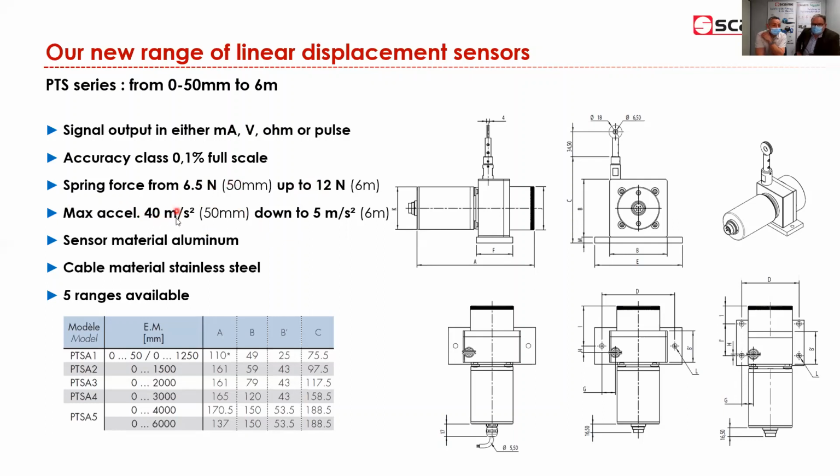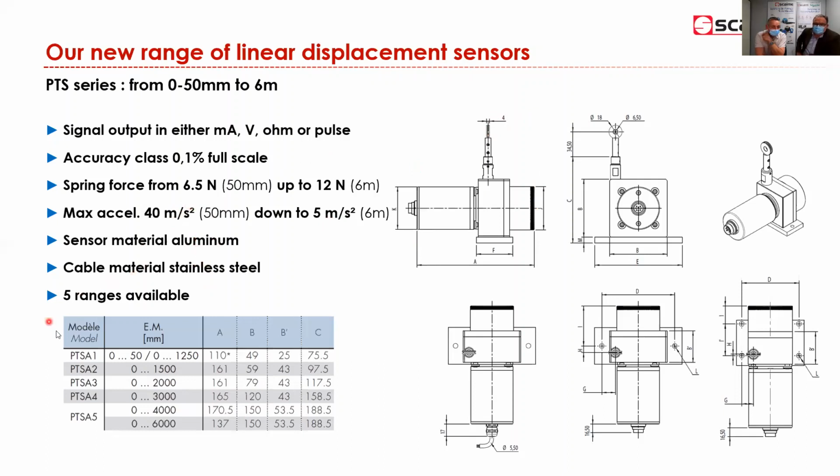For example, you have the value here. The body is in aluminum. We have an option, if it's an outdoor application, we can make a complete anodization of the aluminum for resistance to corrosion, for example. So it's a hard anodization. Yes, it's a strong one. The cable output is stainless steel.